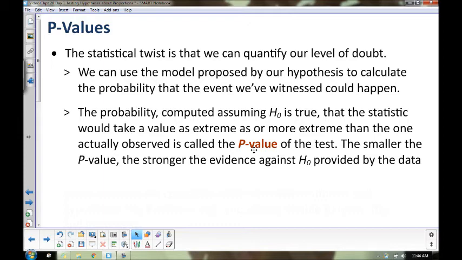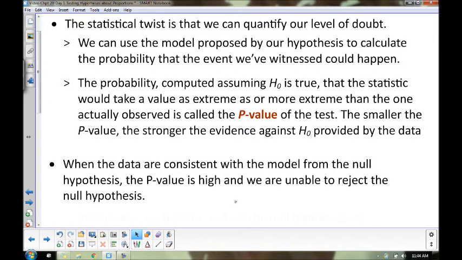So that means the smaller your probability is, the smaller the probability that a basketball shooter would actually get 64% of his shots if his true overall rating was an 80%, the stronger evidence you have that your null hypothesis, the original claim, is not true.